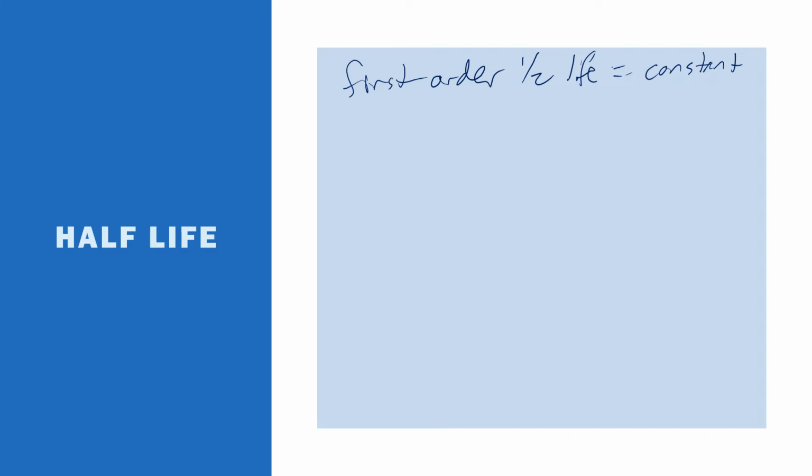So there is an equation for first order half-life because it's constant, easy to use. The half-life of the substance is going to be equal to 0.693 over k. Whatever the rate constant is for that reaction, you can plug that in for k. 0.693 divided by k will give you the amount of time it takes to break in half.